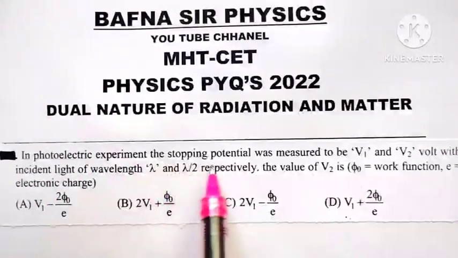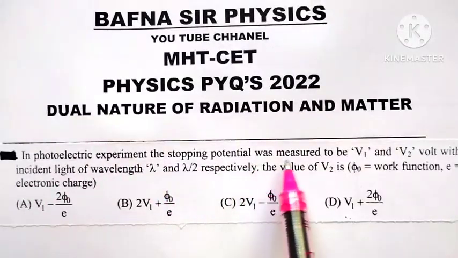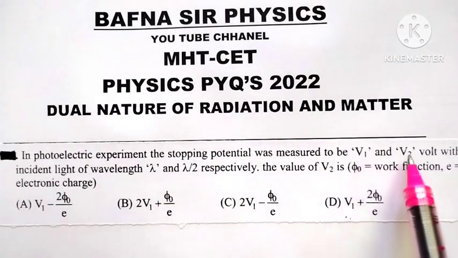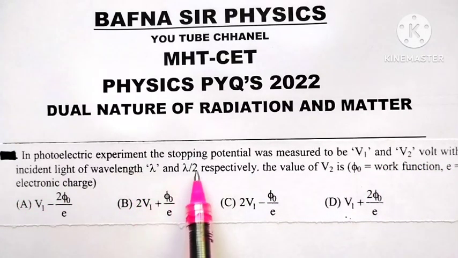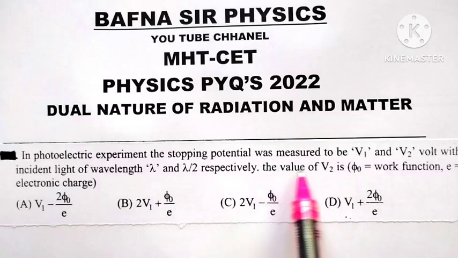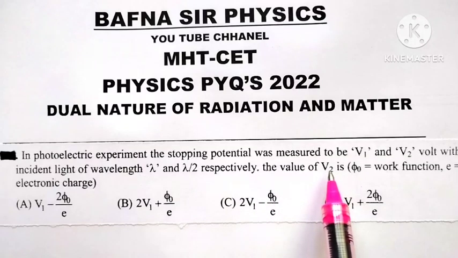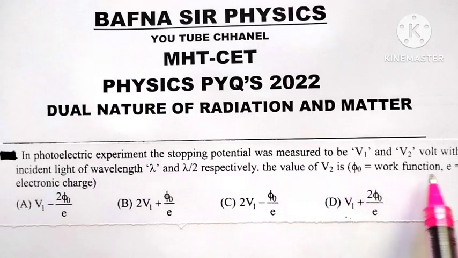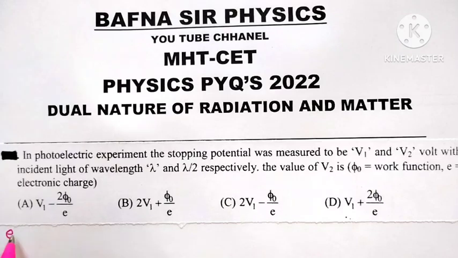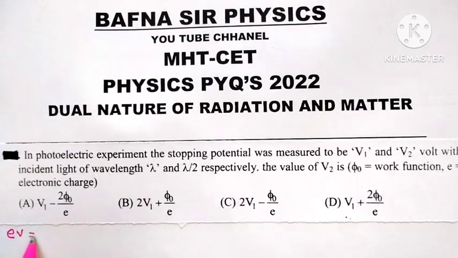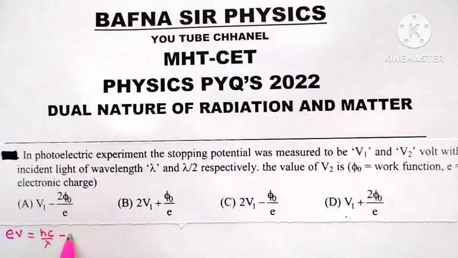In a photoelectric experiment, the stopping potential was measured to be V1 and V2 volt with incident light of wavelength lambda and lambda by 2 respectively. Then we have to find out the value of V2. Phi 0 represents the work function and e is the electronic charge. According to Einstein's photoelectric equation, e times the stopping potential is equal to hc divided by lambda minus phi 0.